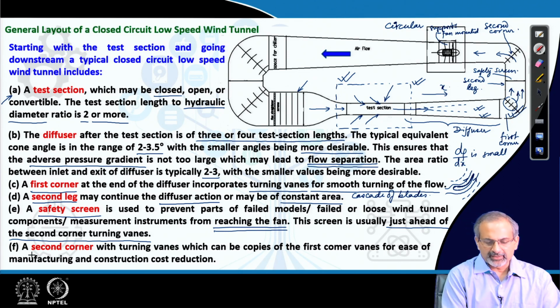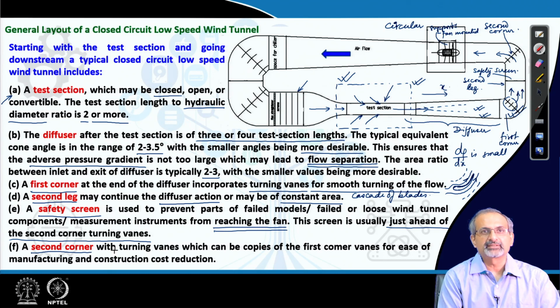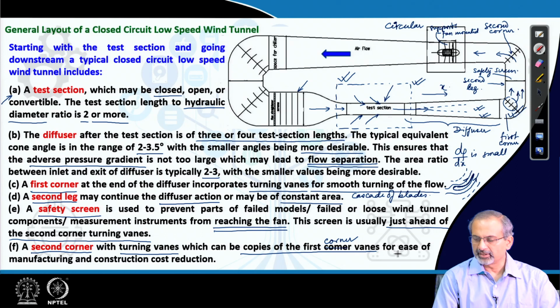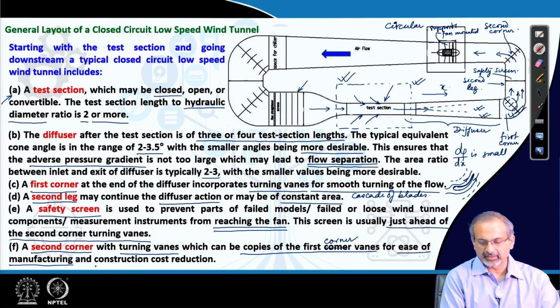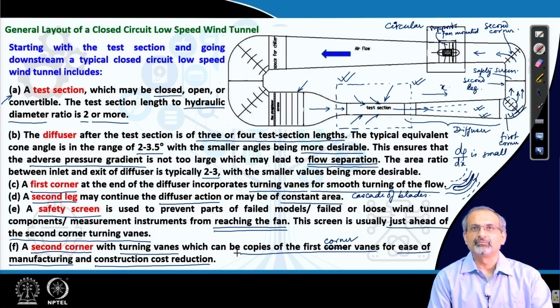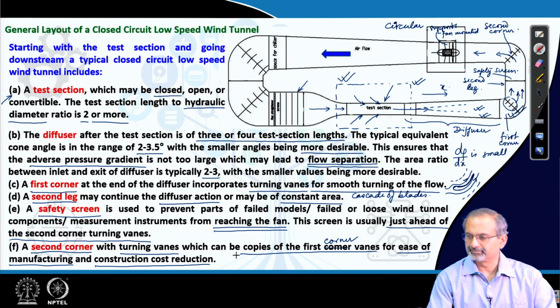Before we move on to that, let us have a little more discussion about the second corner. So, the second corner turning vanes are often copies of the first corner vanes for ease of manufacturing and construction cost reduction. So, it has engineering advantages if they are replicated with the first corner vanes.